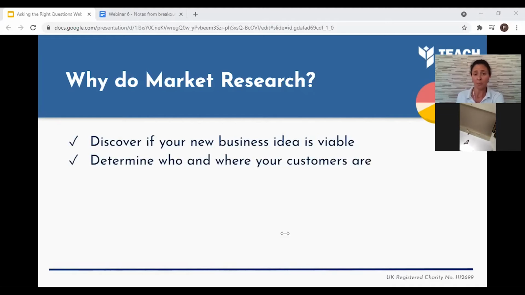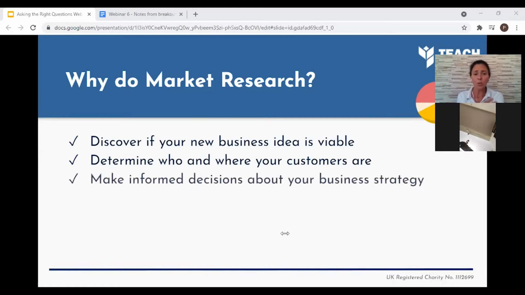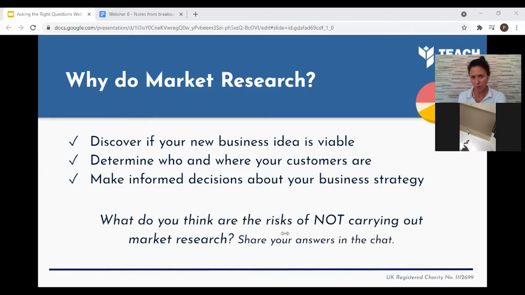It can also help you determine who and where your customers are. In other words, it can help you figure out your target market, the type of customers you will target when you launch your business. And it can also help you make decisions about all aspects of your business strategy: how much you will charge, what your packaging should look like, and how you should promote your business, just to name a few. So with all that being said, what do you think are the risks of not carrying out market research?